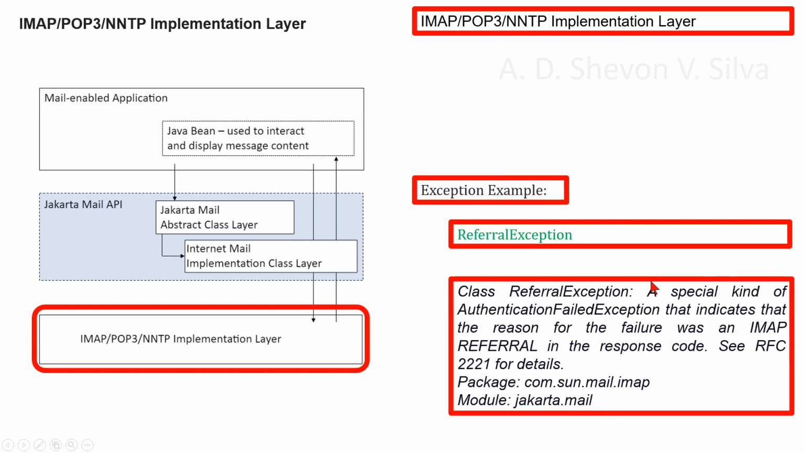As an exception example, we can consider class ReferralException, a special kind of AuthenticationFailedException that indicates that the reason for the failure was an IMAP referral in the response code. See RFC 2221 for details. This is in package com.sun.mail.imap. This is in the module jakarta.mail.